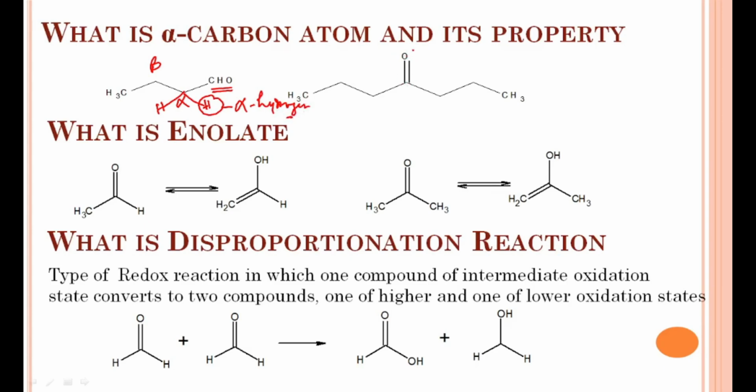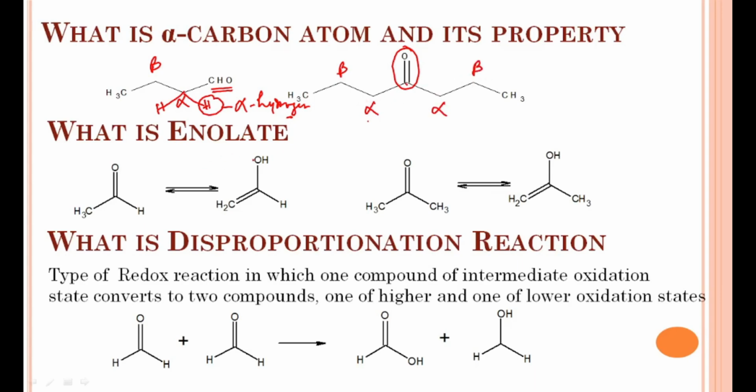Now this is a ketonic group. So this carbon is attached with this ketonic group, the functional group. This is the alpha carbon atom. This is the beta carbon atom. Similarly, this carbon atom is also attached to this carbonyl group. This is also considered as alpha carbon. This is considered as beta.